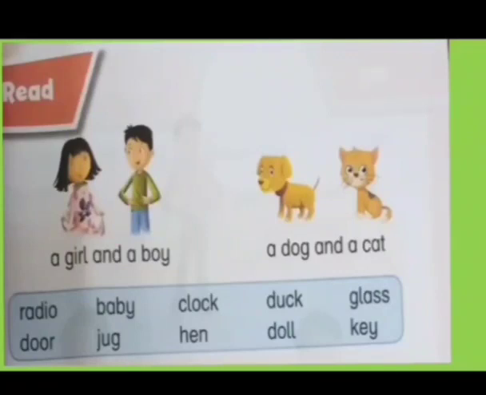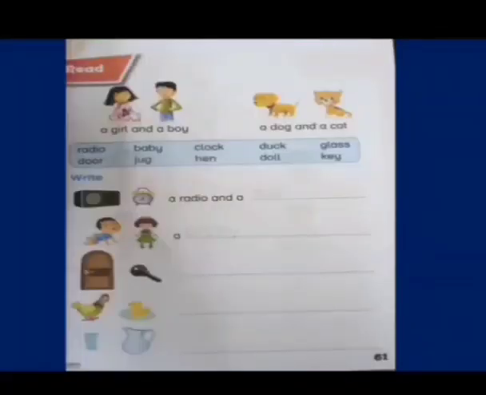Kids, first of all, before starting the written work, write CW and the date at the top of this page in the left corner. Now move on and read the heading in blue color again: WRITE. Now students, we have to write our work. Look at the picture at the left side.